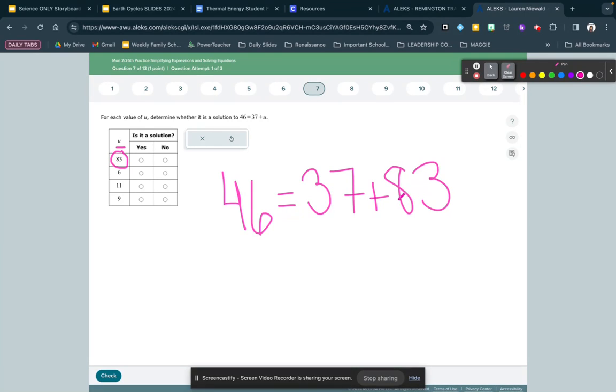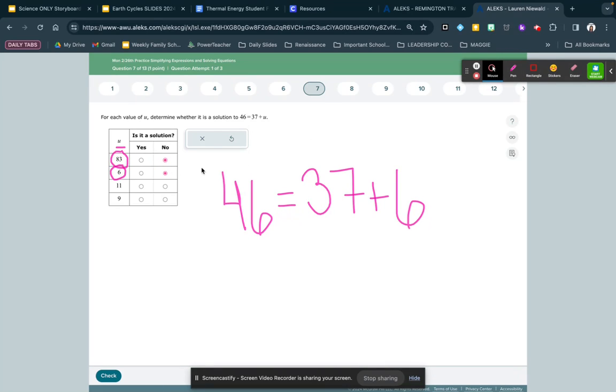And then you just ask yourself, 37 plus 83, is that equal to 46? Hopefully, you guys can see that it's not, right? Without even going any further. Okay. What about 6? If I erase this part, right? Instead of putting 83 there, I'm going to put the number 6 where u goes. 37 plus 6. Is that going to get me 46? Nope, it's not, right? So again, this is just you plugging in. So I'm going to put no.